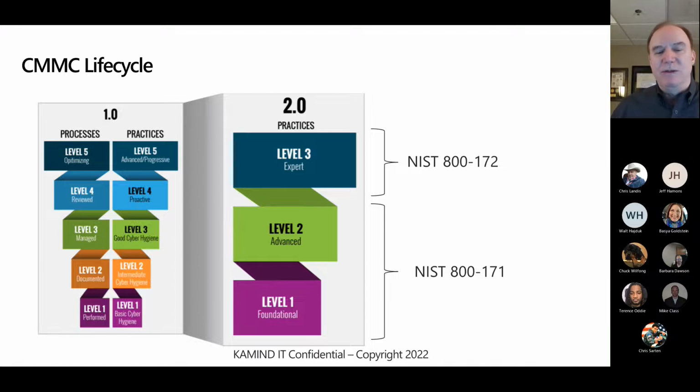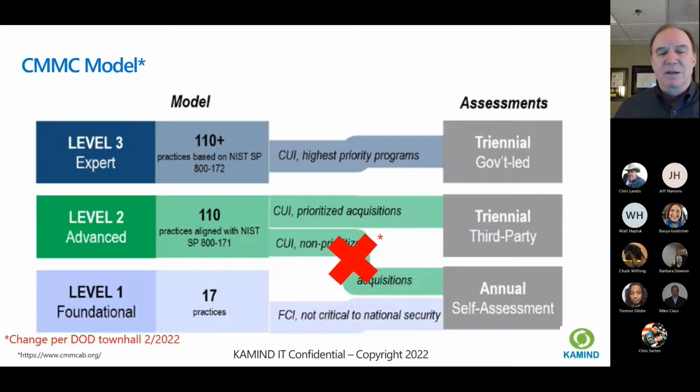Now, what happened this previous year, one of the other changes is this whole concept of self-assessment. What DoD did, in a town hall they had in February, was come out and say that self-assessment for level 2 is not going to exist. You're going to have to go through a certification process with a C3PAO. An annual assessment for level 1 will exist, but it's going to be annual. You're going to have to do these every year, so you have to figure out how to build this into your process.